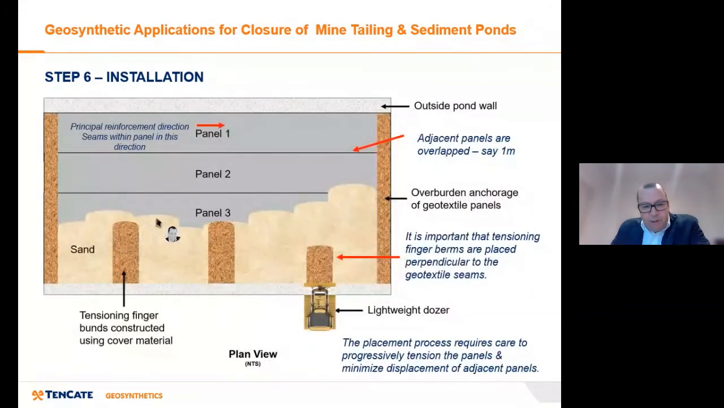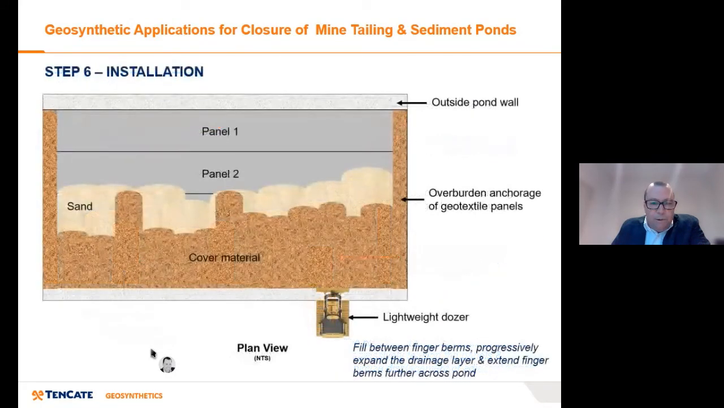And after we place the sand layer, we then start to introduce the tensioning finger buns. Now, what they do is start to tension the geotextile. So this is the principal reinforcement direction, and by working out this way, you slowly put it in tension, and that way you're not overstressing it. So you need to move carefully, and you can see there the lightweight dozer, but obviously we've done that design knowing what equipment we've got that we're working with.